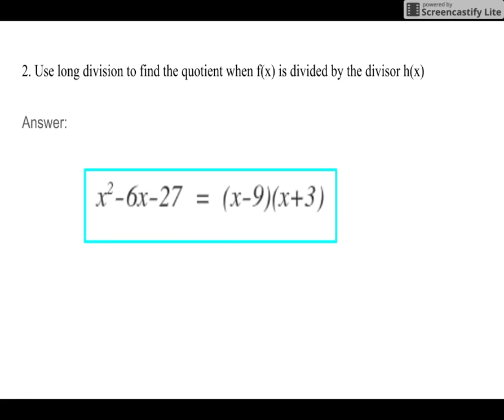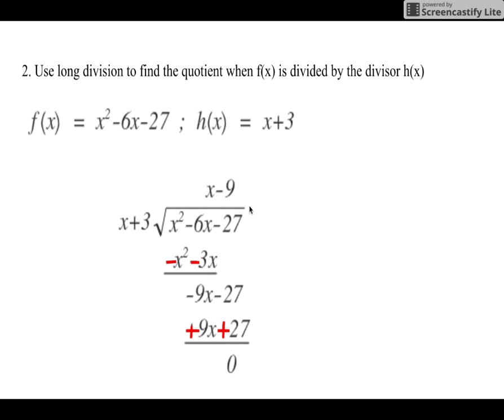Now, what does this tell us? It tells us that x squared minus 6x minus 27 equals x minus 9 times x plus 3. So we know that h of x is a direct factor of x squared minus 6x minus 27.